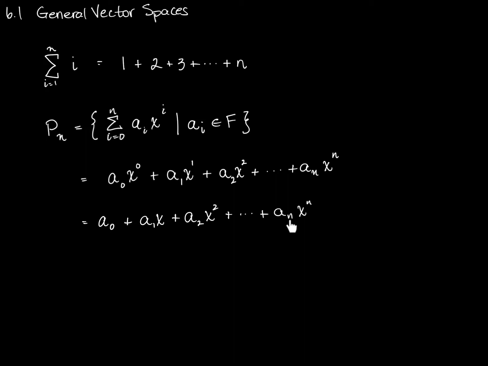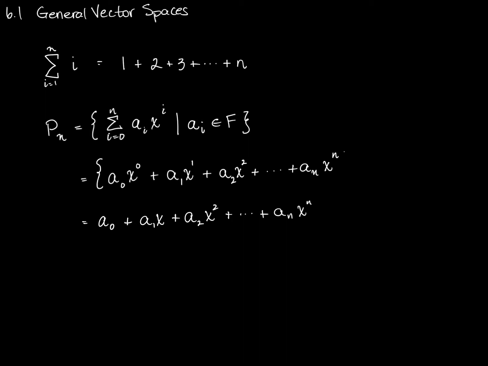In fact, all of them could be 0, in which case we have 0 times x to the n, 0 times x to the 1, 0 times x, and you add those all up and you just get 0. That is a polynomial. Well, that's not the focus of this video, but it is important to note that 0 is a polynomial.